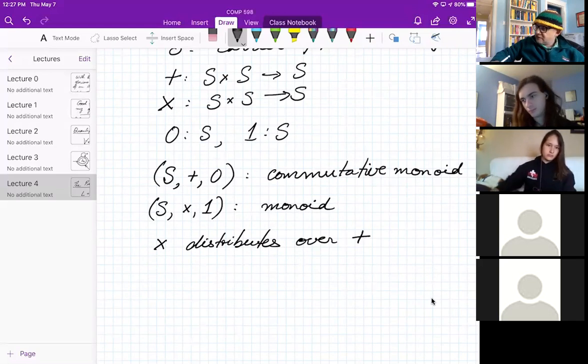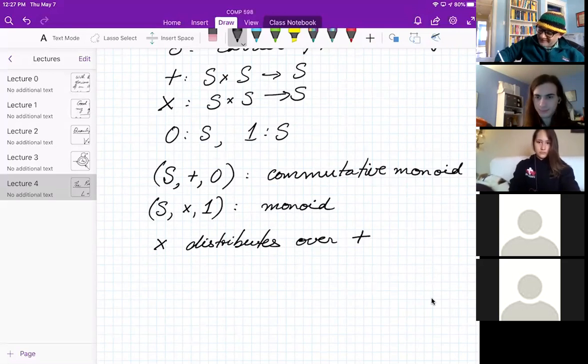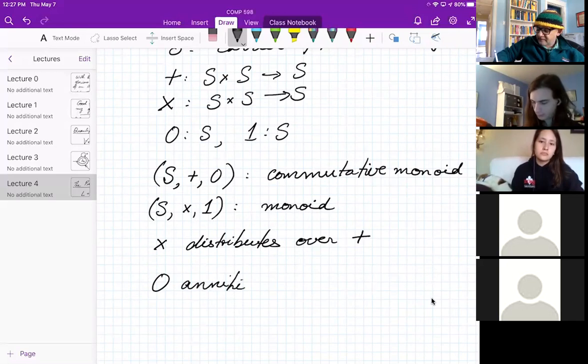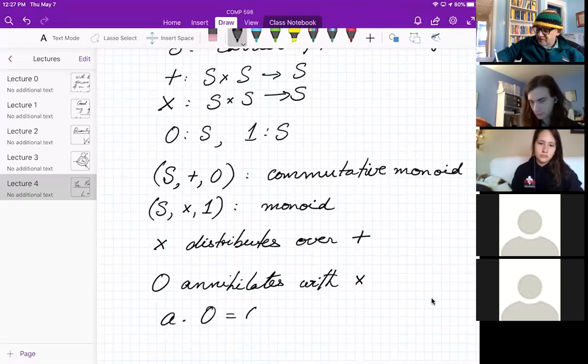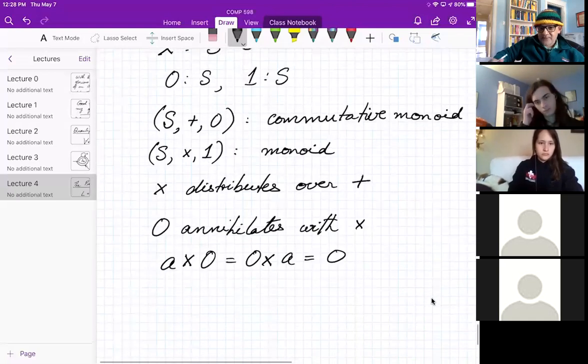And is there anything? Oh yes, 0 annihilates with times. So what that means is that a times 0 equals 0, and 0 times a equals 0. Okay, so that's it. That's a semi-ring.